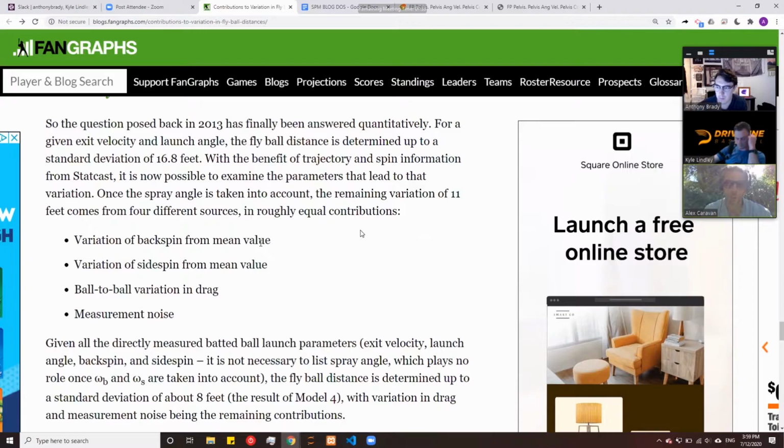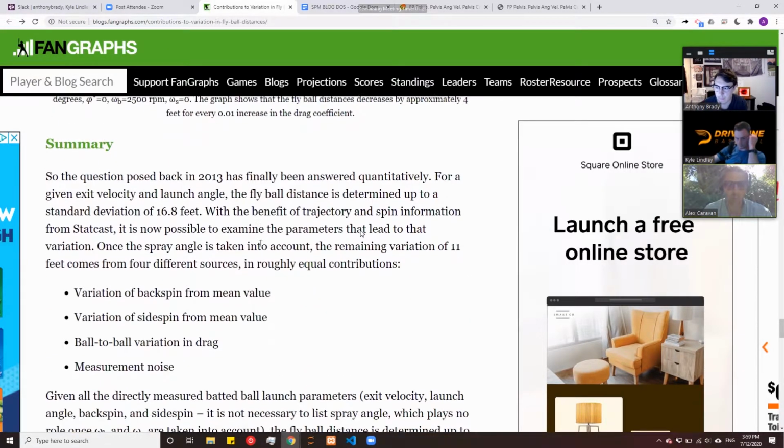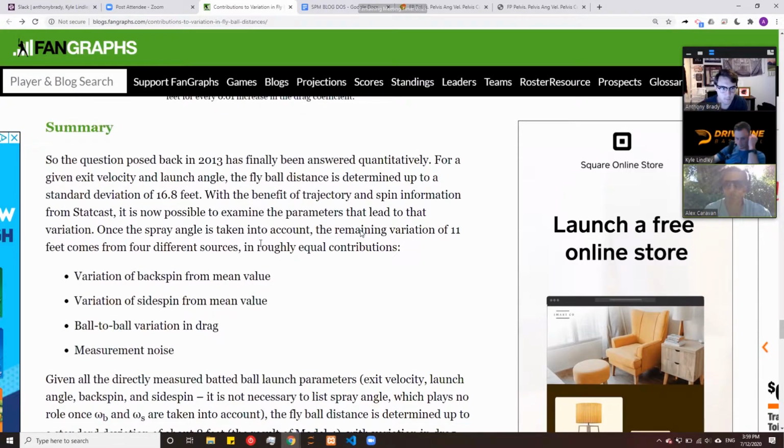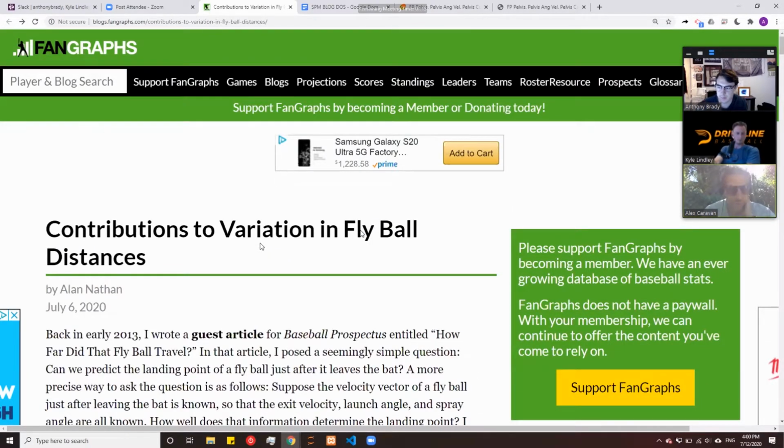And his conclusion wraps up what I've said. This is currently the leading public source of information on what goes into fly ball distance. When was this published? This was published pretty recently, I think this month. Yep. Looks like 6 days ago.